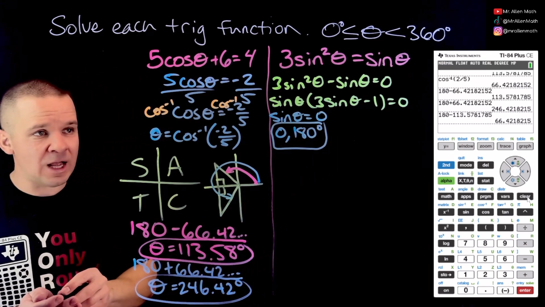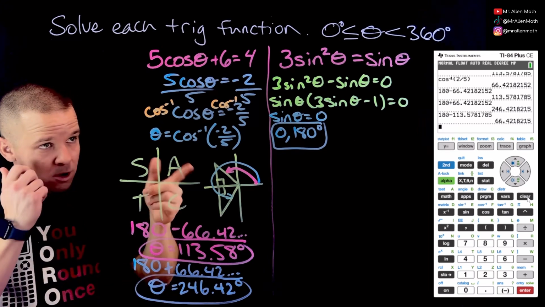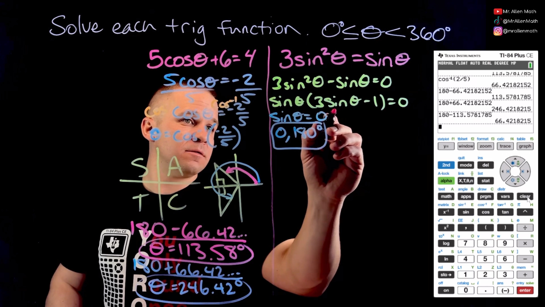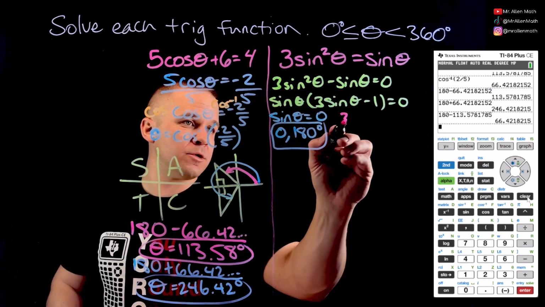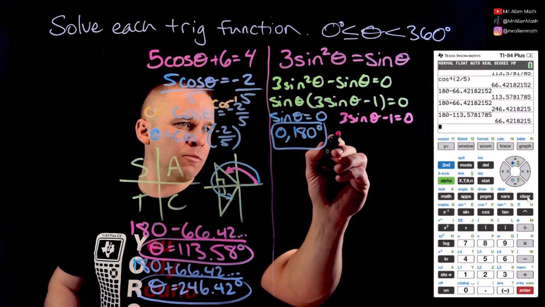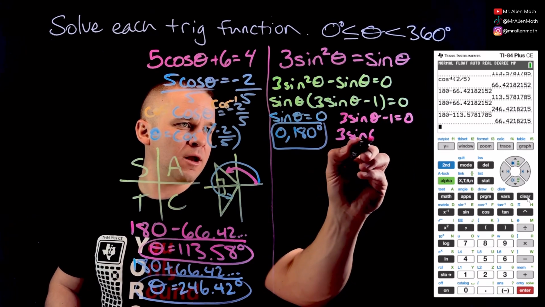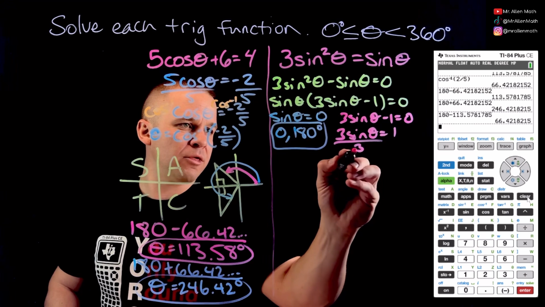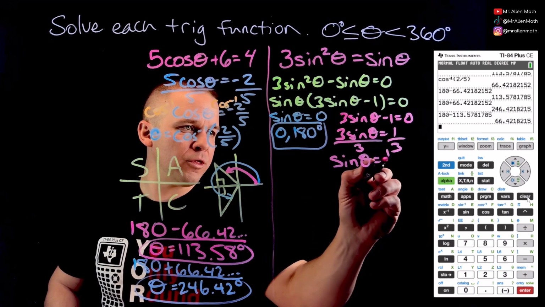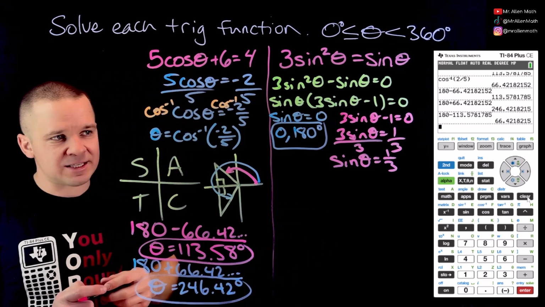Nice. And then, let's see here, we got to do the other one. I'll do that in pink, I guess. We got 3 sine theta minus 1 equals 0. And then I'll add 1, so 3 sine theta equals 1. Divide by 3, we get sine theta equals 1/3. Okay, so again, that's not on my unit circle.